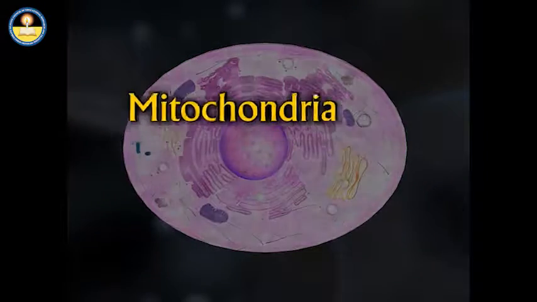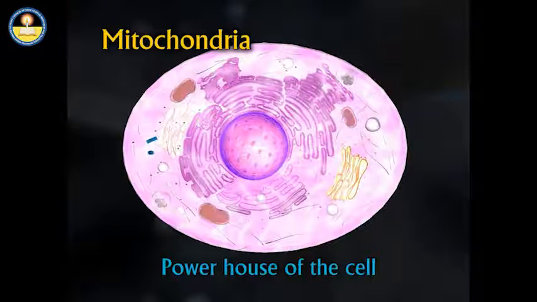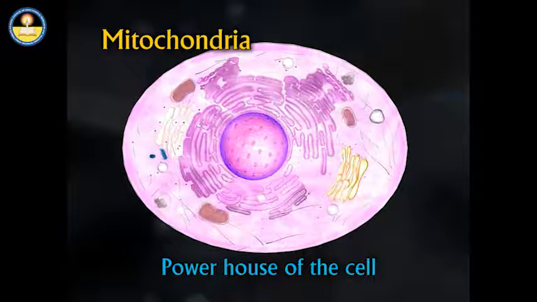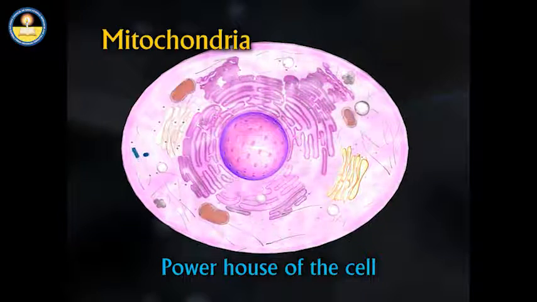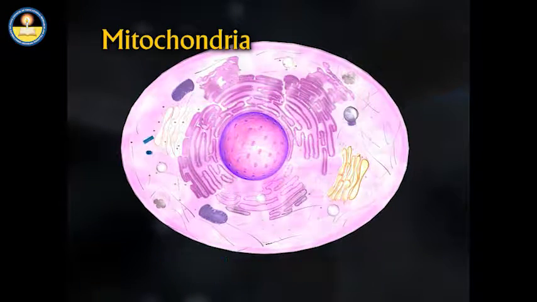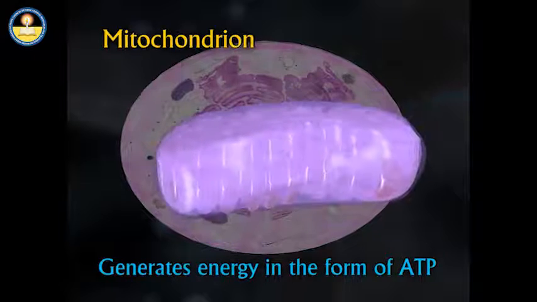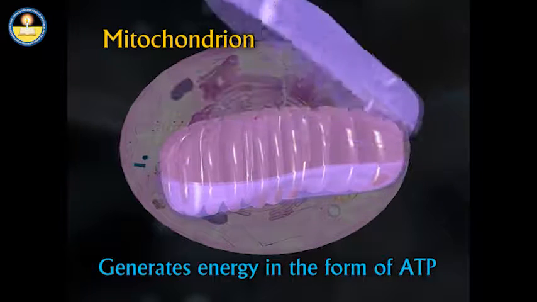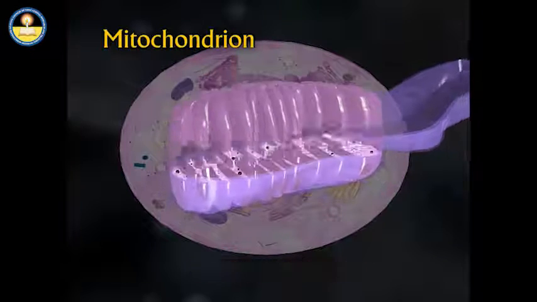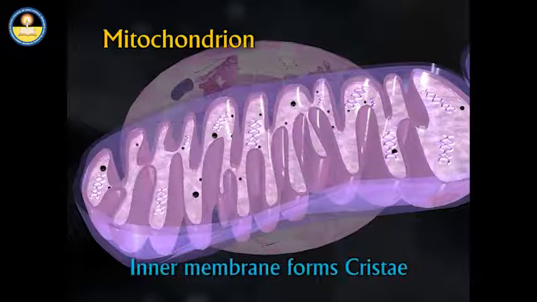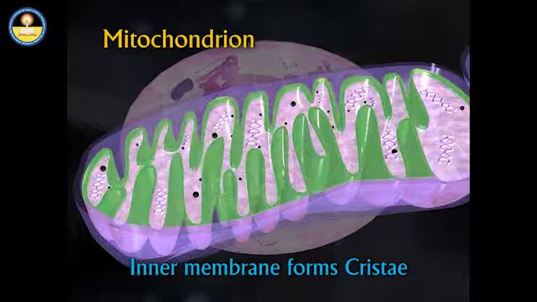Mitochondria. They are usually described as cellular power plants because they generate most of the cell's energy in the form of adenosine triphosphate. It is a double-layered structure having a fairly smooth outer membrane and a folded inner membrane. The folds of inner membrane are known as cristae. The cristae greatly increase the inner membrane surface area.